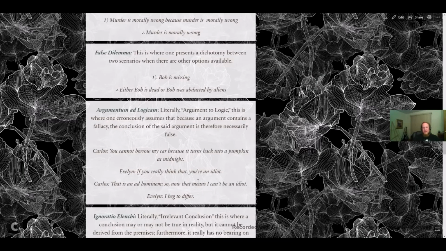Let's look at false dilemma. This is where one presents a dichotomy, a false choice between two scenarios. Now we could have a false trilemma, or a false quadrilemma. This is where someone says it has to be one or the other, like here are the options, when other options are available.